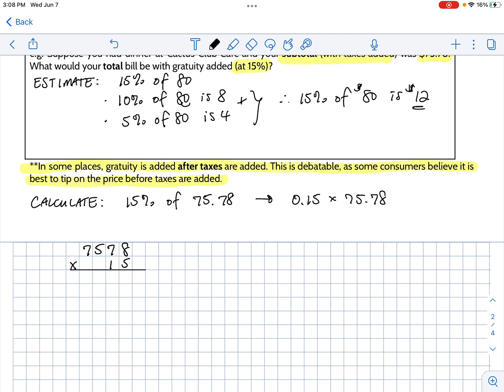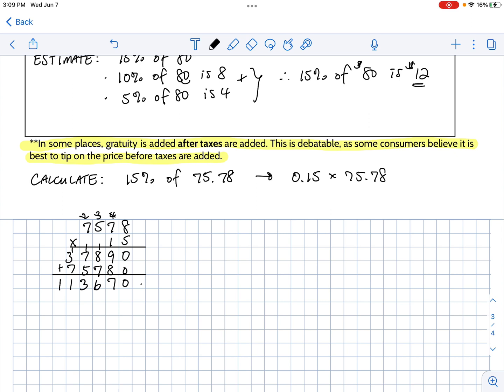I'm going to continue. 8 times 5 is 40 plus 4. 7 times 5 is 35 plus 4 is 39. Carry 3. 5 times 5 is 25 plus 3 is 28. 7 times 5 is 35 plus 2 is 37. That's my first line. 0, 8, 7, 5, 7. So when I add this together, 0, 17, 1, 9, and 7 are 16, 1, 8, and 5 are 13, 1, 7, 4 are 11. Okay, so I know that's my last line.